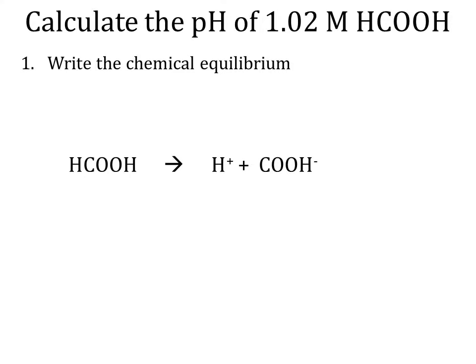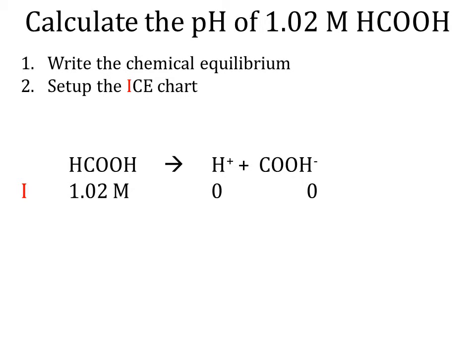The first step in solving the pH of a weak acid is to write the chemical equilibrium. The chemical equilibrium includes the dissociation of the weak acid into H+ and its conjugate base, formate. The next step is to set up the ICE chart.